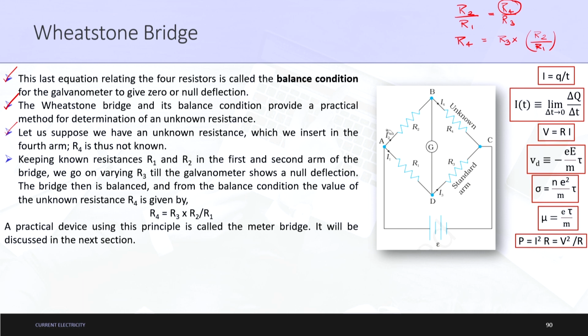Keeping known resistances R1 and R2 in the first and second arm of the bridge, we go on varying R3 till the galvanometer shows a null deflection. Quite evident, this is the complete procedure. The bridge then is balanced, and from the balance condition the value of the unknown resistance R4 is given by R4 is equal to R3 into R2 by R1. So, this is the equation being used here.